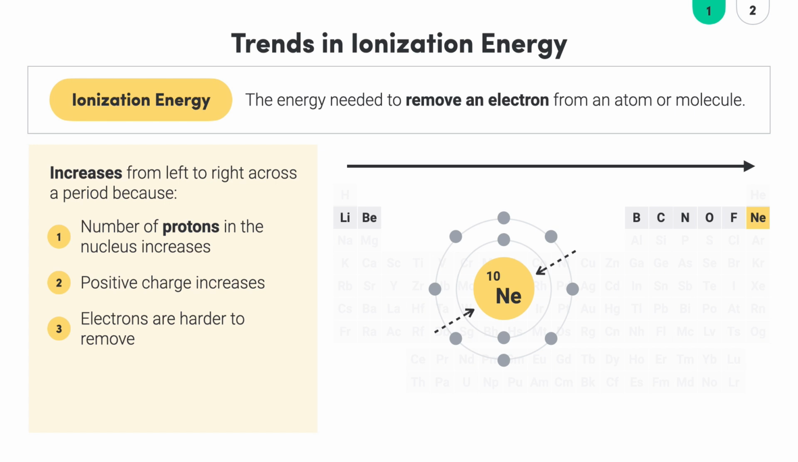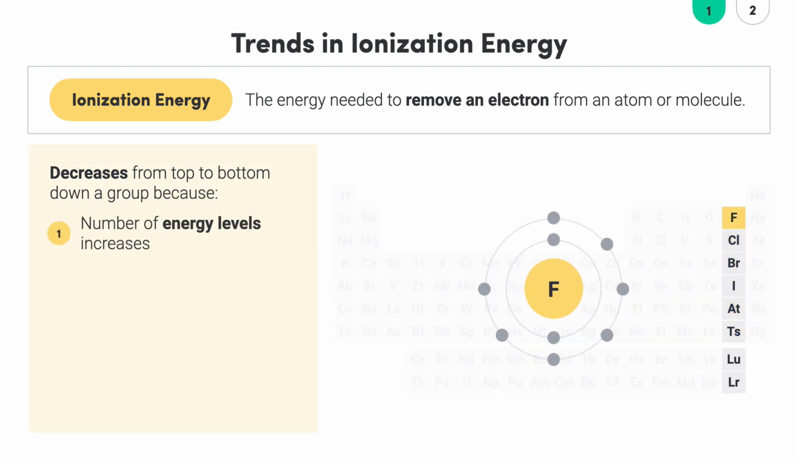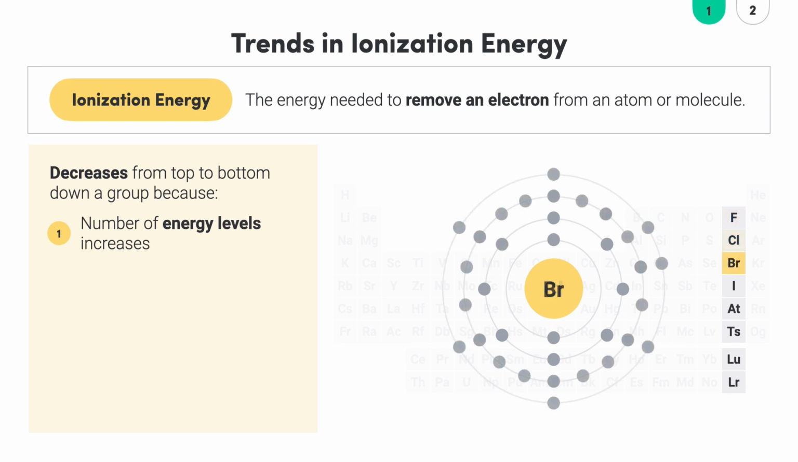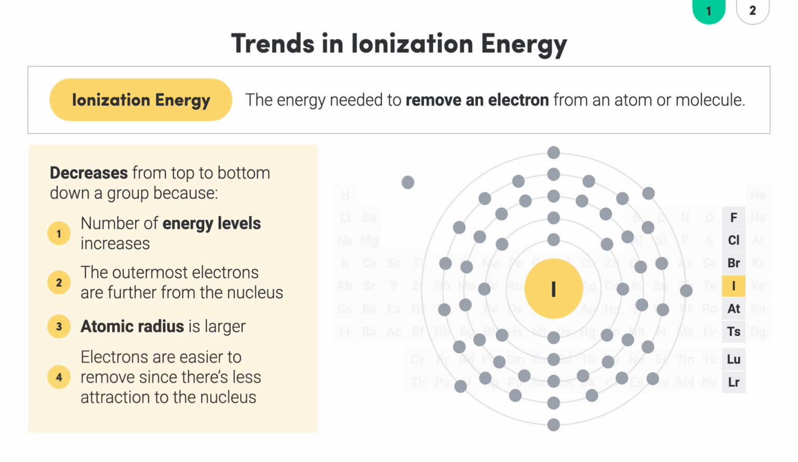On the other hand, ionization energy generally decreases from top to bottom down a group, the vertical column, on the periodic table. This is because as you move down a group, the number of energy levels increases, which means the outermost electrons are further from the nucleus, so the atomic radius is larger. This makes removing an electron easier because there's less attraction to the nucleus as the electron is further away. It's like how the force between two magnets weakens as you move them away from each other. From this, we can also see that ionization energy and atomic radius are linked.